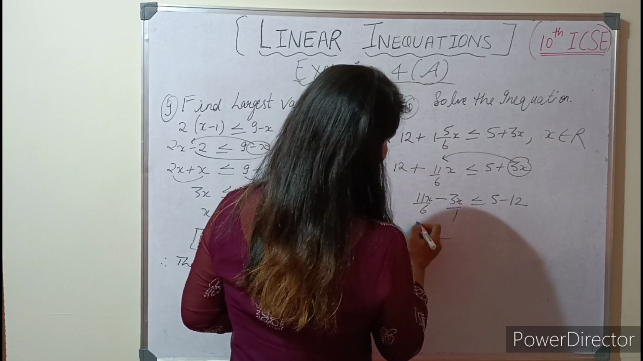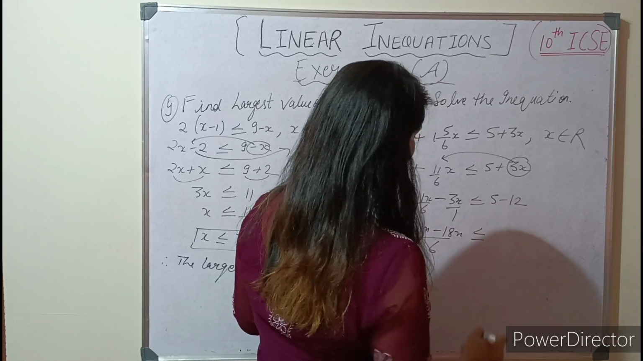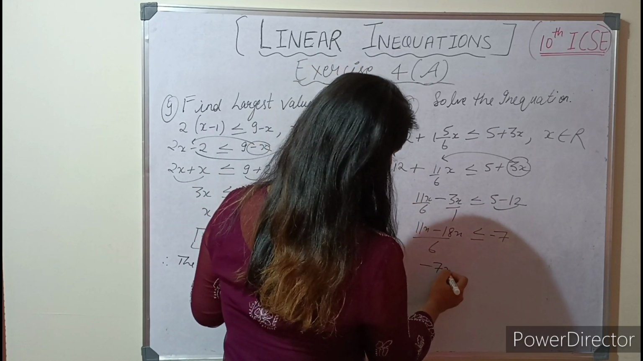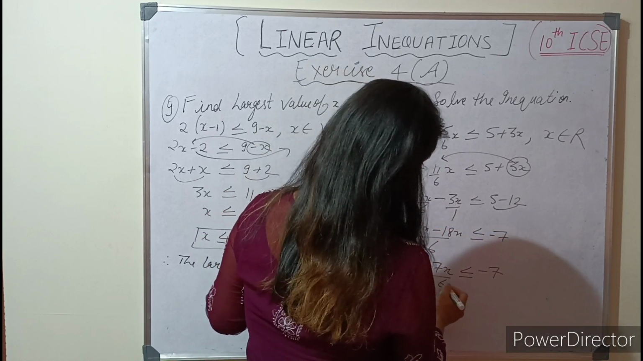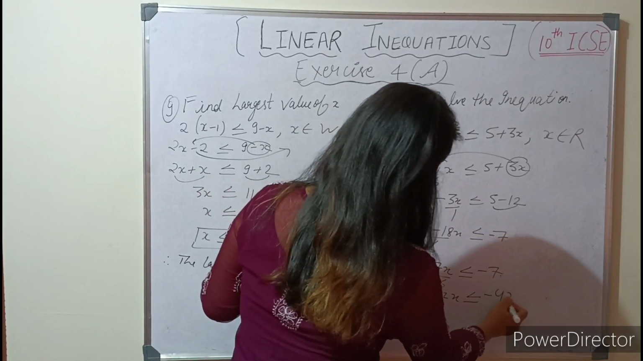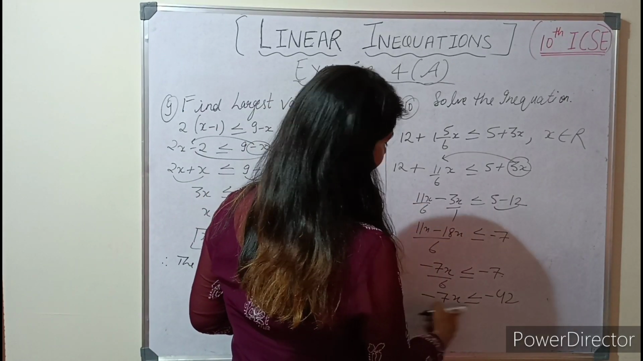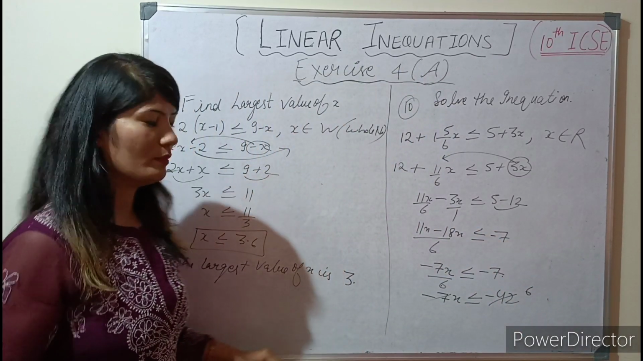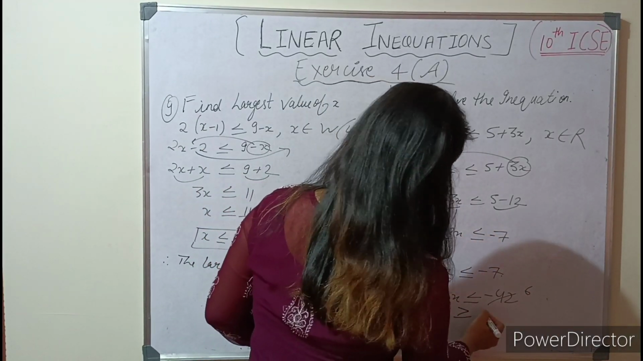Again find out the LCM. So here LCM is 6, 11x minus 18x, and 5 minus 12 is minus 7. 11 minus 18 is minus 7x by 6 less than or equals to minus 7. Now multiply both the sides. This is minus 7x less than or equals to minus 42. So you will divide both the sides by minus 7, this cancels out, and this is 6. But dividing by a negative number will change the sign. So it means the value of x is more than or equals to 6.